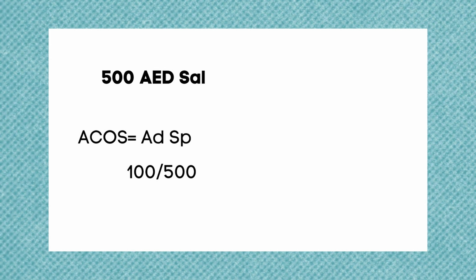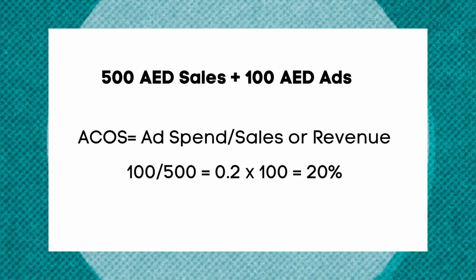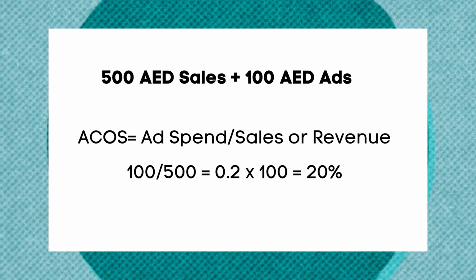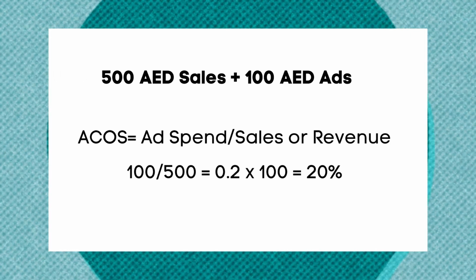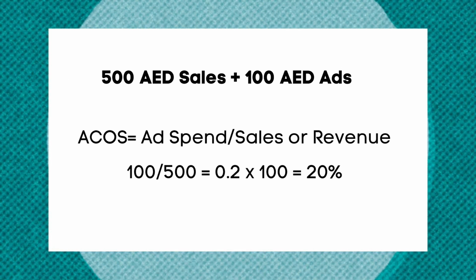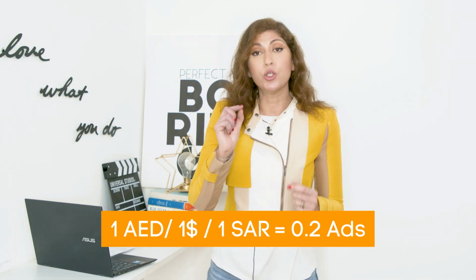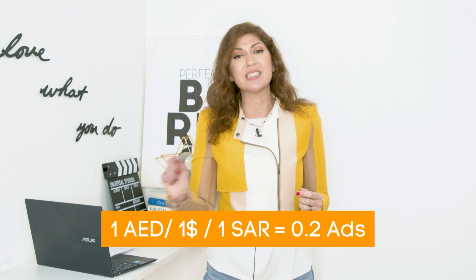So let's take, for example, this water bottle and let's decide to sell this water bottle. Let's say you sold 500 dirhams worth of water bottles today and you spent 100 dirhams on ads. So the ACOS would be equal to ad spend divided over sales or revenue times 100. So it's 100 divided over 500, which is equal to 0.2 or 20% ACOS. So for each dirham, you spent 0.20 fils on ads.